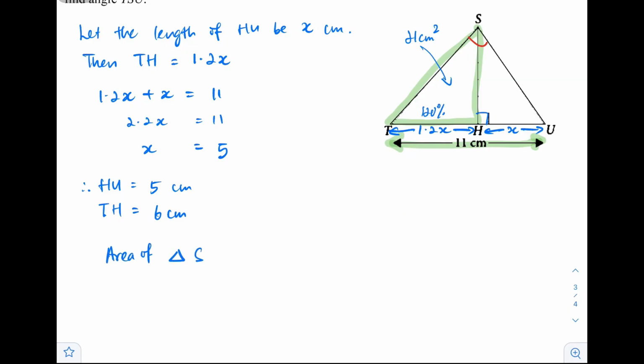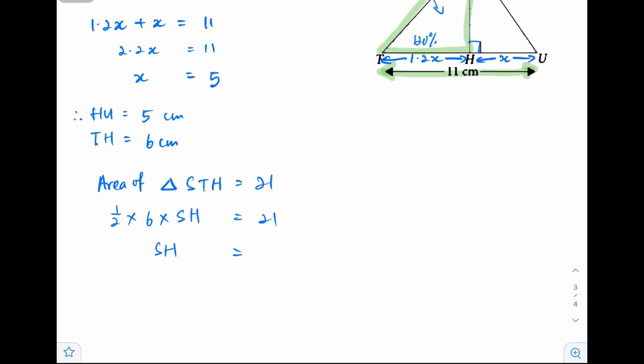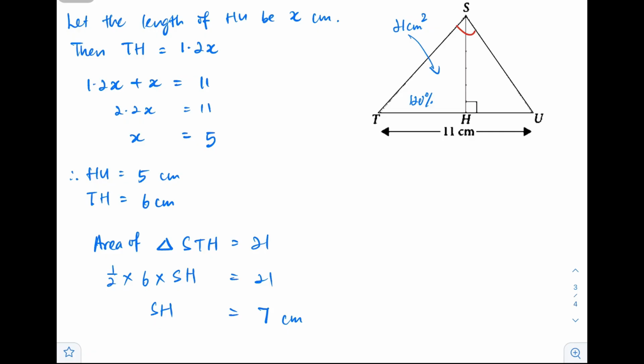Okay, next, since we know that the area of the triangle STH is equal to 21 cm squared, and we know that area of a triangle is half times the base, which happens to be TH, which is 6 units, times the height, which is SH, equals 21. This will allow us to very easily find SH by taking 21 divided by half divided by 6. That would give us 7 cm. So now we know that our lengths here are 6 cm, 5 cm, and the height is 7 cm.